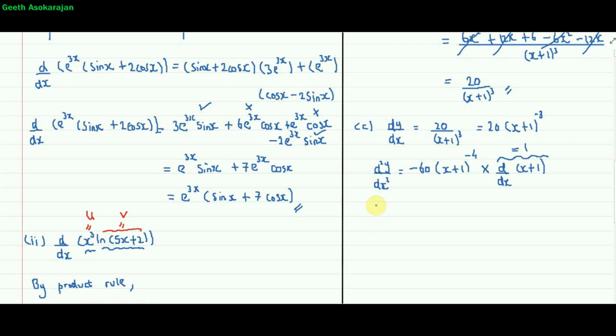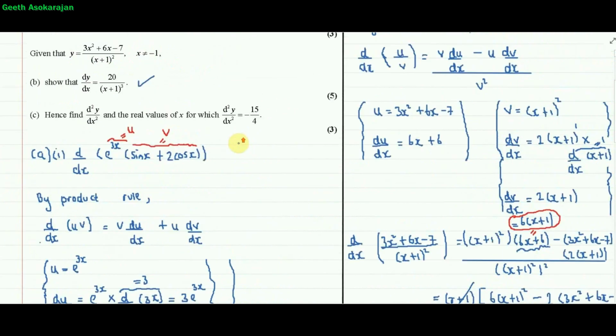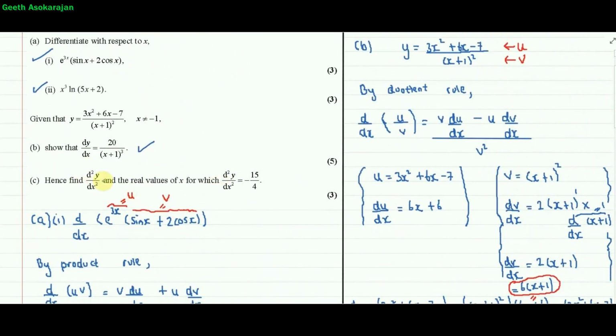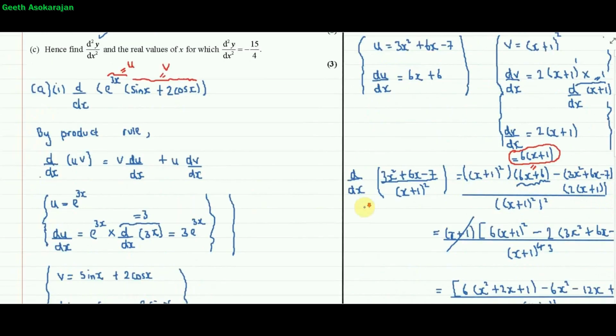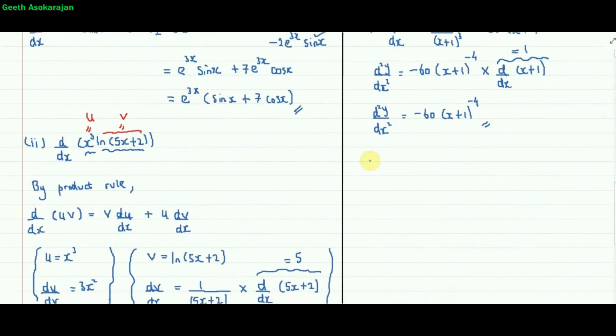So let me continue below. d2y over dx squared is going to be minus 60 into 1, which is minus 60, into the x plus 1 to the power minus 4. So that should be the answer for d2y over dx squared. However, if we go back to the question, we found d2y over dx squared, but we also needed the real values of x for which d2y over dx squared is equal to minus 15 over 4. So let's move on to that part.